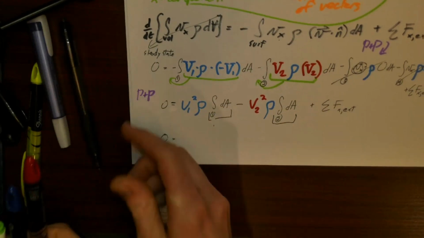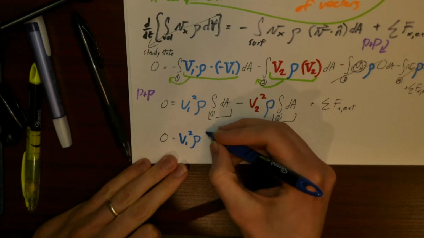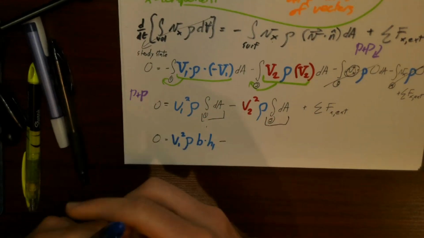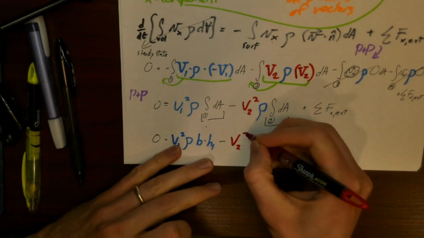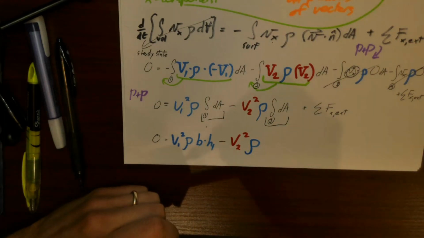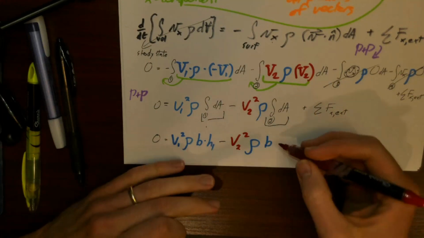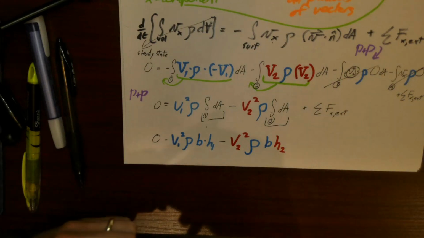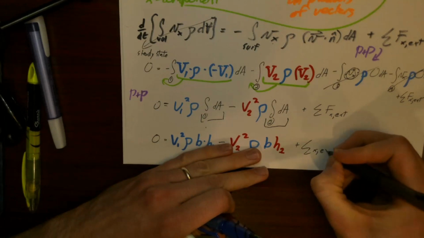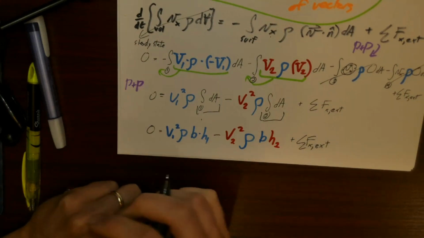So 0 is equal to V1 squared rho b h1. And then we have minus V2 squared rho b h2. And then we still have our sum of x external forces. So now let's start squaring away these external forces.